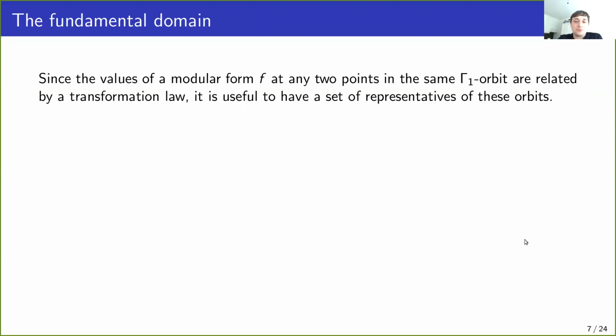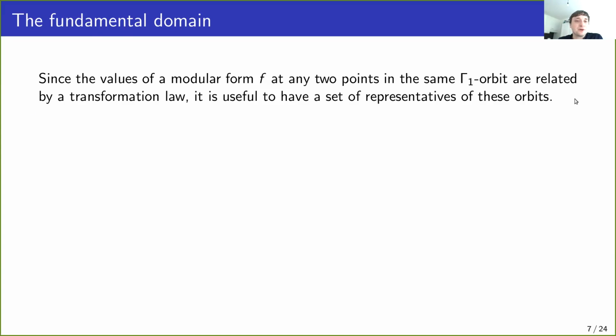Okay, so from the condition that the modular form satisfies this transformation law, we see that whenever we have two points in the upper half plane which are equivalent under the group gamma 1, so there's some element of the group that sends one point to the other, then the values at these points are related. They're not necessarily equal, but they differ by something rather elementary. So it's useful to know what is the set of representatives for all such gamma 1 orbits, with a canonical representative for each one.